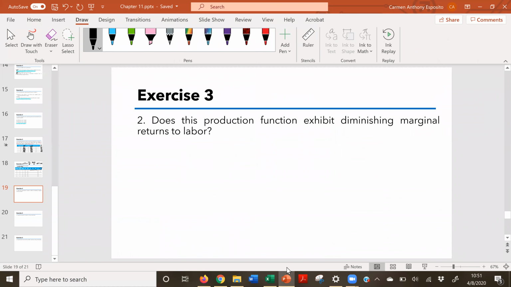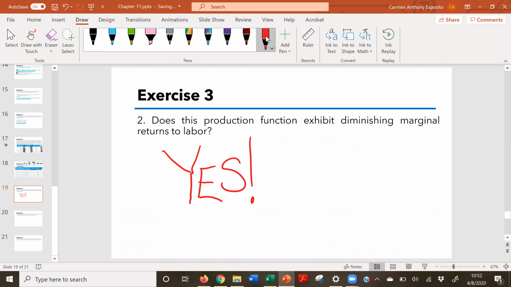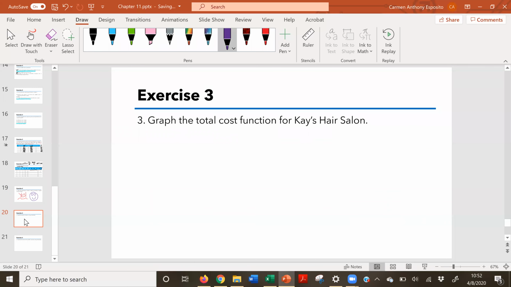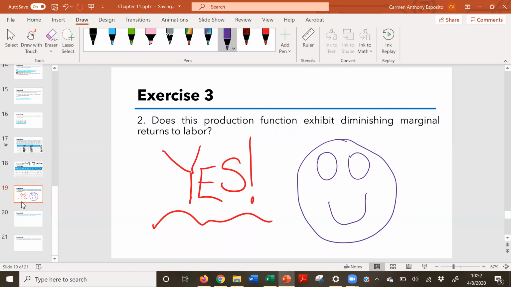And so the answer here, let's see, I want to make it really stand out. We're even going to draw a smiley face so you understand that we're happy. And so that wraps up that problem.